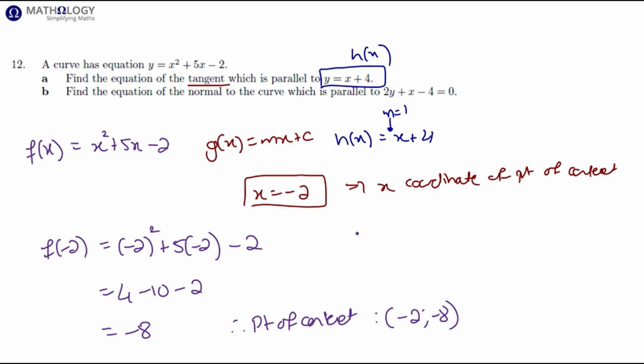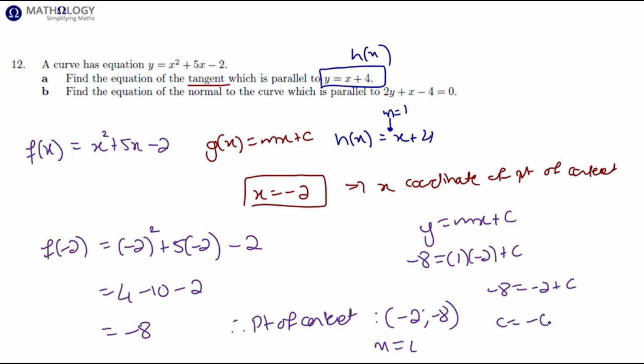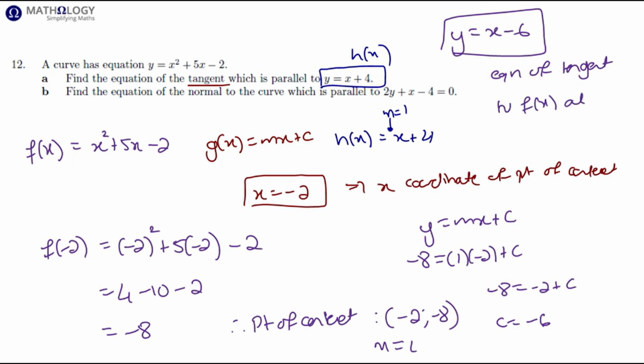We can now determine the equation of the tangent. So we know the gradient is 1. So y equals mx plus c. Minus 8 equals 1 times minus 2 plus c. So c equals minus 6. Therefore, y equals x minus 6 is the equation of the tangent to f of x at the point minus 2, minus 8. Again, we're going to illustrate this graphically.